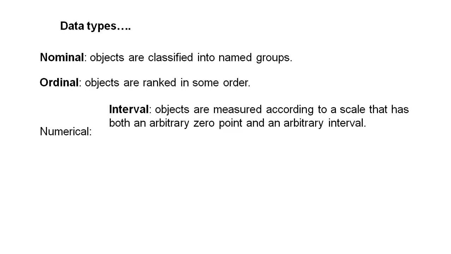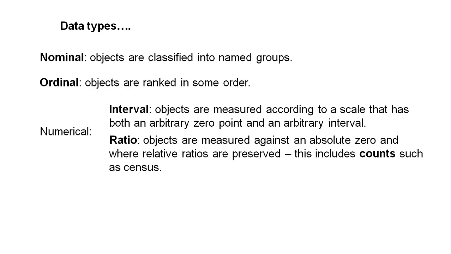Interval is where objects are measured according to a scale, and has both an arbitrary 0 point and an arbitrary interval, for example measures of temperature. Thus 0 degrees centigrade equals 32 degrees Fahrenheit equals 491.67 degrees Rankine. Ratio is where objects are measured against an absolute 0 and where relative ratios are preserved. For example, speed. 0 kilometers per hour is absolute, and 60 kilometers per hour is twice as fast as 30, which in turn is twice as fast as 15 kilometers per hour.